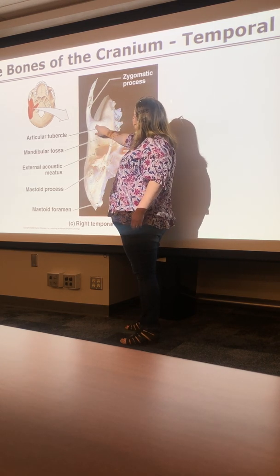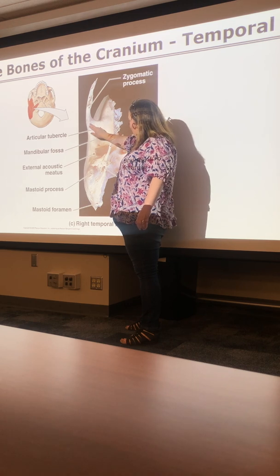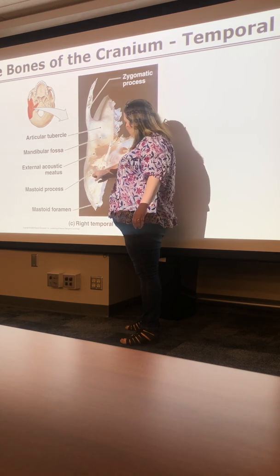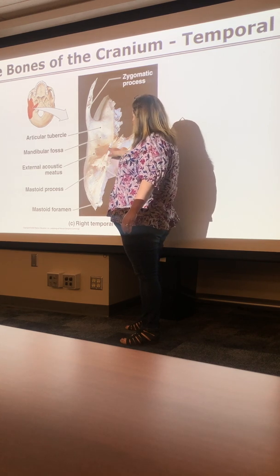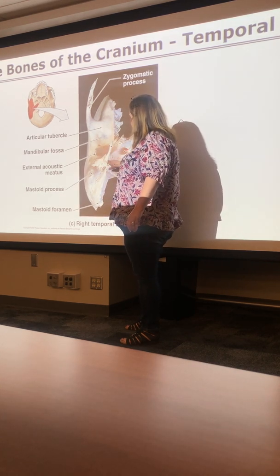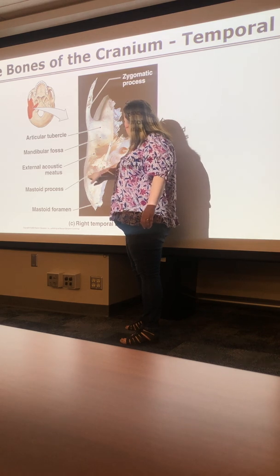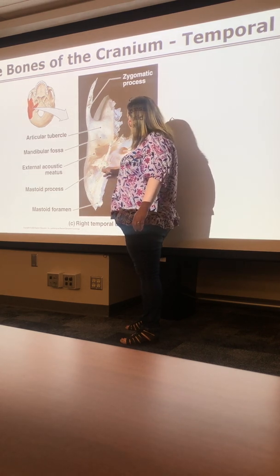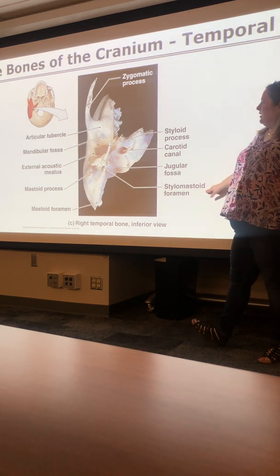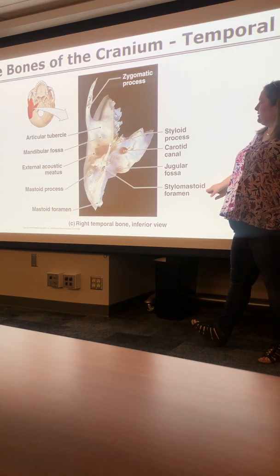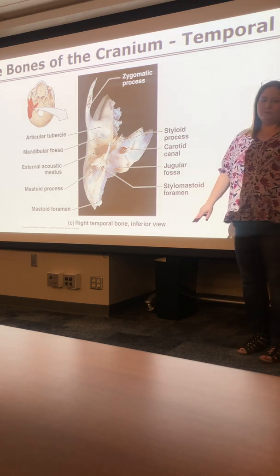Then you're going to have your zygomatic process of your temporal bone. You go backwards and inferiorly, that would be your mastoid process. Then you're going to have your styloid process in this area here. In between your mastoid process and the styloid process, there's a small opening. That small opening is called a stylomastoid foramen because it's between the styloid process and the mastoid process.